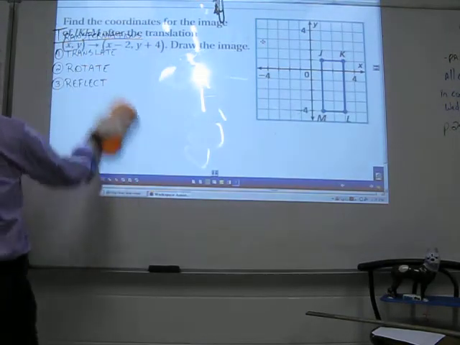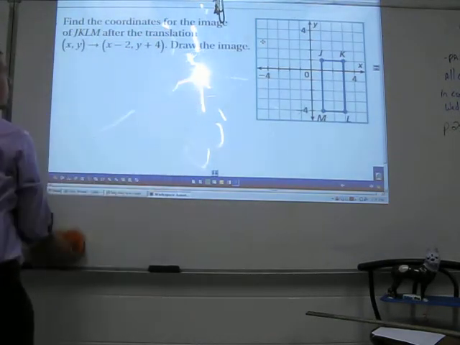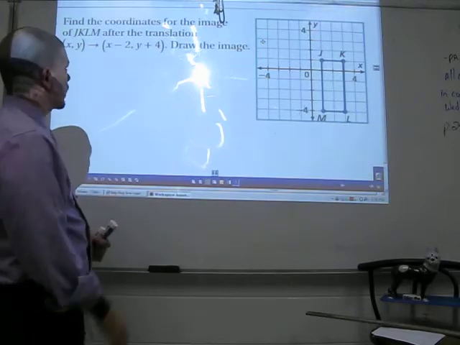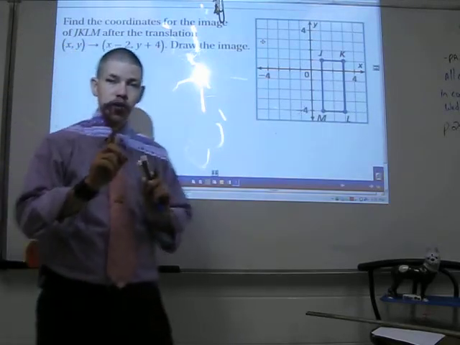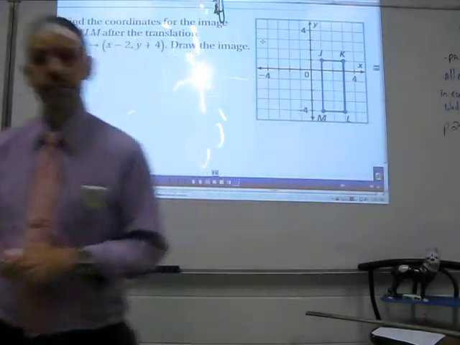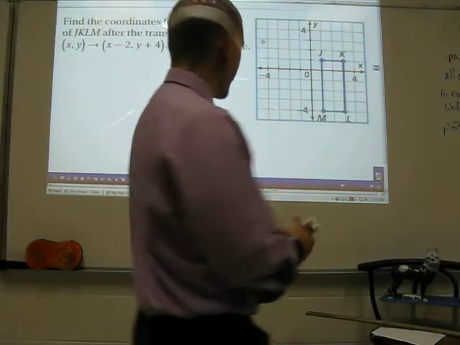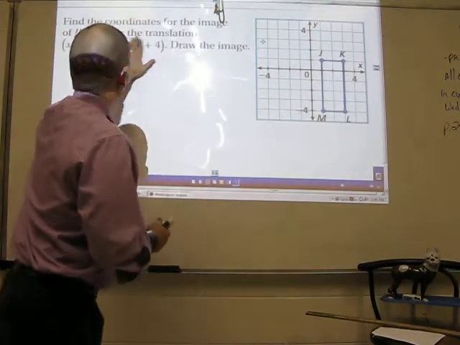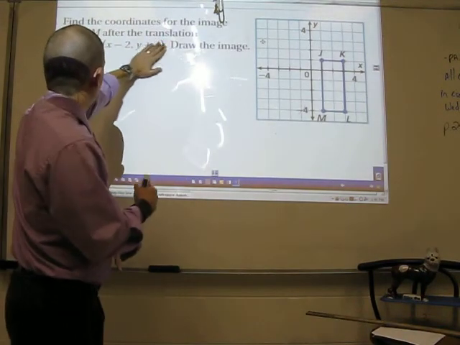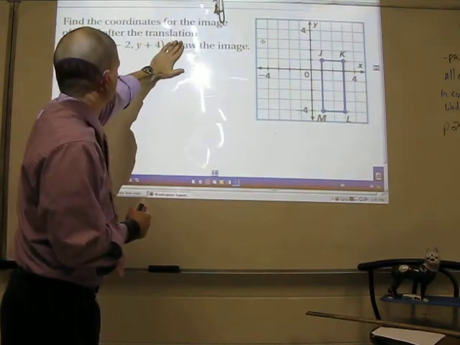So I'm going to erase all of this, and it says find the coordinates for the image of JKLM after the translation. Pause for just a second. I'm going to make sure that it's still on. And we're still cooking with bacon. So I like bacon. All right, so find the coordinates for the image of JKLM after the translation.